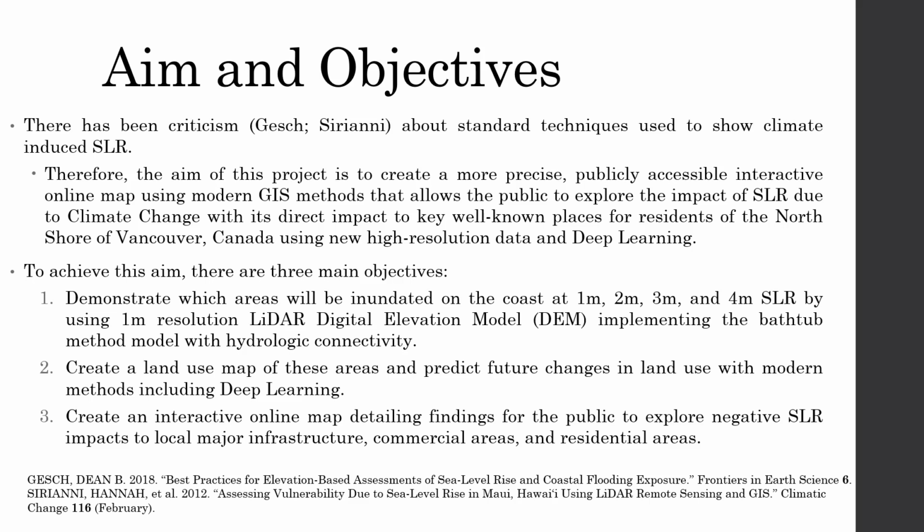The second objective is to create a land use map of these areas and predict future changes in the land use with modern methods including deep learning. The third objective is to create an interactive online map detailing findings for the public to explore negative sea level rise impacts to the local infrastructure, commercial areas, and residential areas.